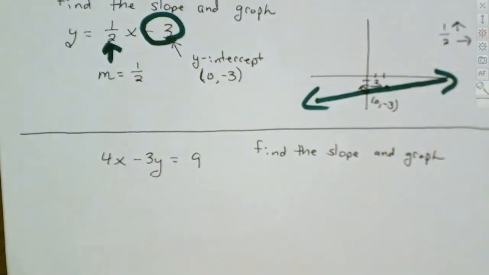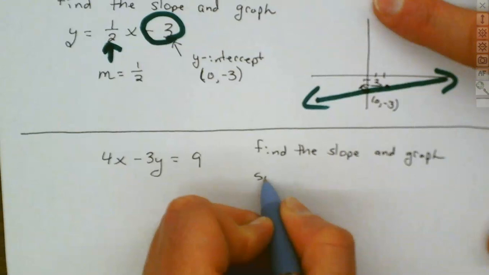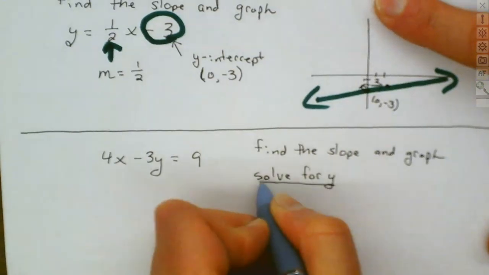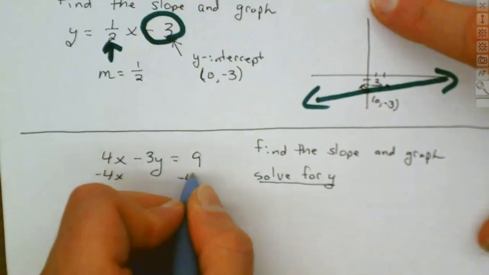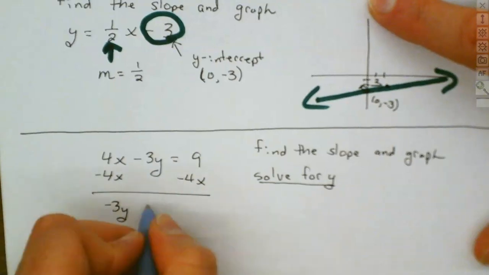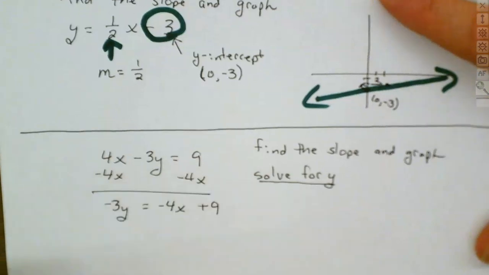Well, if I want you to find the slope and graph, what do we need to do? We need to get this in slope-intercept form. So the first thing we're going to do is solve it for y. Very important. You solve it for y. So move that 4x over. That gives you a -3y equals a -4x plus 9.